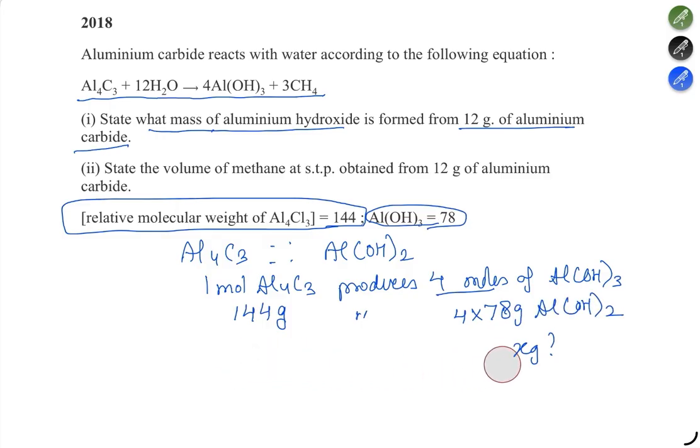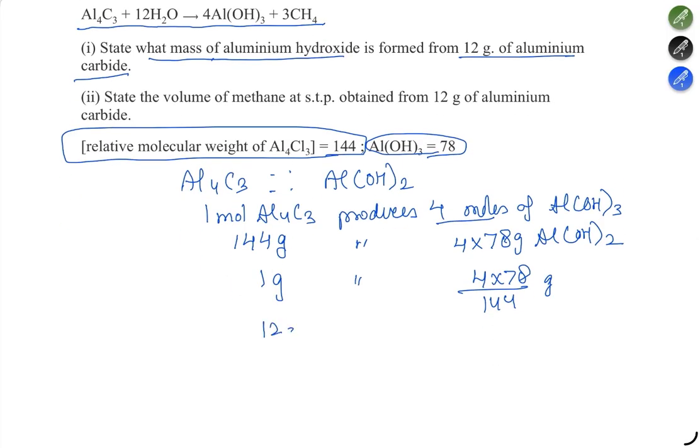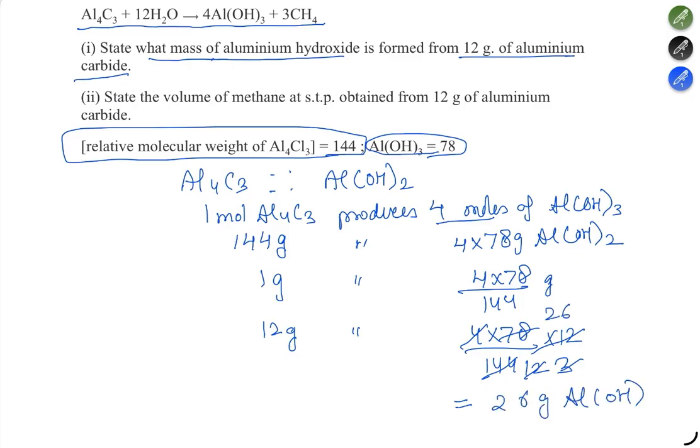Now from the balanced equation, 144 gram produces 4 into 78 gram. So 1 gram will produce how much? 4 into 78 upon 144 gram. And in the question it is mentioned to calculate for 12 grams. So 4 into 78 upon 144 into 12. Now you will solve this equation and you will get the answer. When you calculate this, 12, 3, and you will get 26 grams of aluminium hydroxide formed.